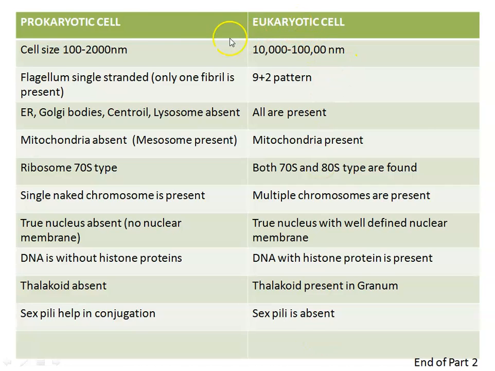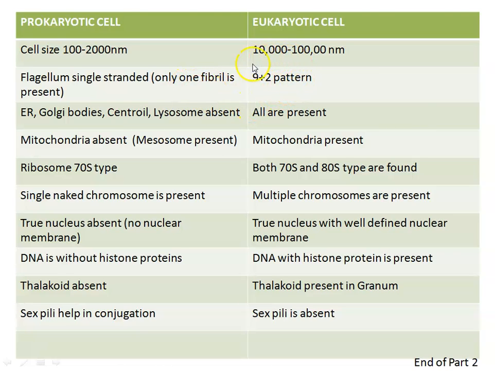and a eukaryotic cell. The basic difference is the cell size. First of all, you need to write that pro means primitive, karyon means nucleus. So here a primitive nucleus is found, whereas in case of a eukaryotic cell you will see the presence of a true nucleus, that is a nucleus which is tightly bound and well defined and also surrounded by a well defined nuclear membrane. The size is very small in case of a prokaryotic cell, while in a eukaryotic cell it is much bigger. The flagella is single-stranded and only one fibril is present inside.